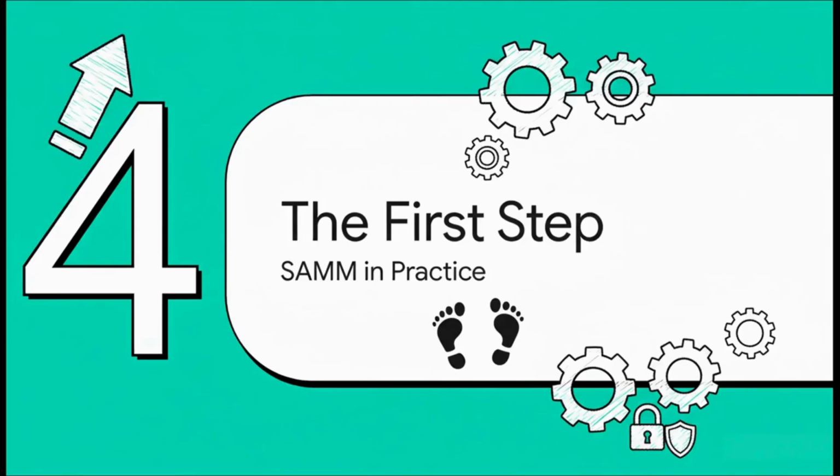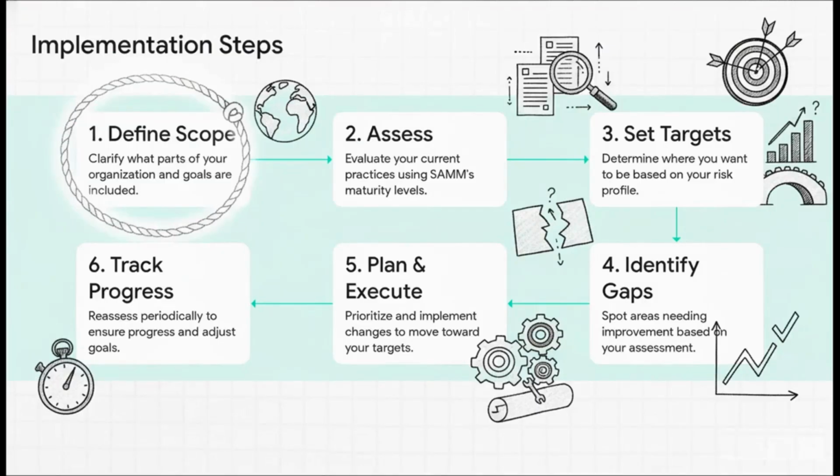Okay, so this all sounds great. It's a prescriptive roadmap, it's structured, it's actionable, but where on earth do you even begin? Let's walk through the first steps of actually putting SAMM to work. The implementation cycle is actually pretty straightforward. You start by defining your scope. And hey, you don't have to boil the ocean here. Pick a team or an application to start. Then you assess where you are right now. Set some realistic targets for where you want to be and figure out the gap between the two. From there, you make a plan to close that gap. And the most important part, it's a loop. You track your progress and do it all over again.